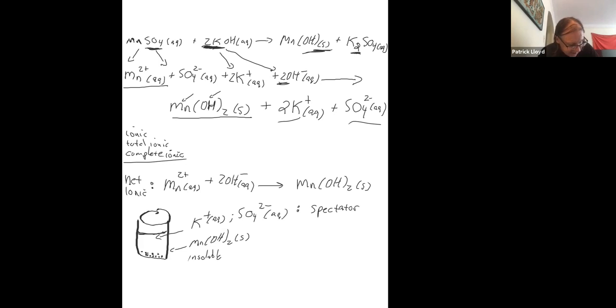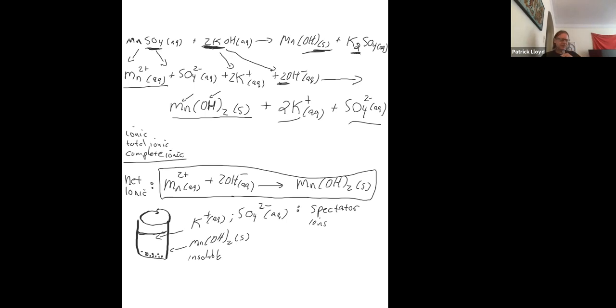The spectator ions are the ions that do not appear in the net ionic equation. They're the ones that are in the solution, but don't form the precipitate. Those are called spectator ions. Okay. Any questions on writing net ionic equations?